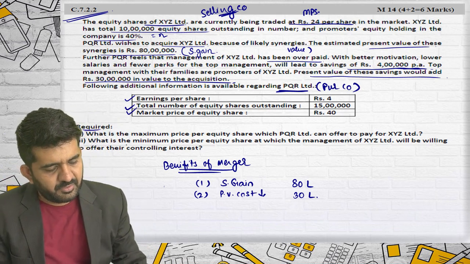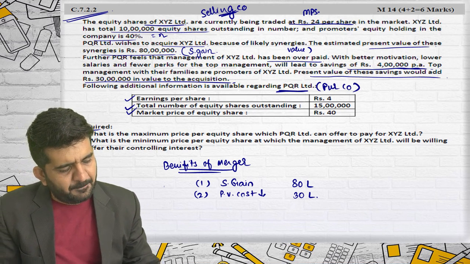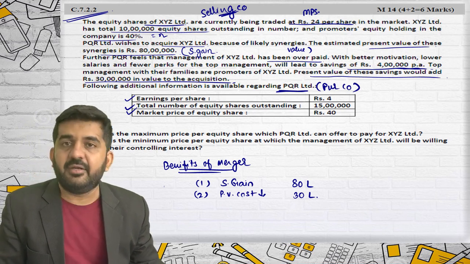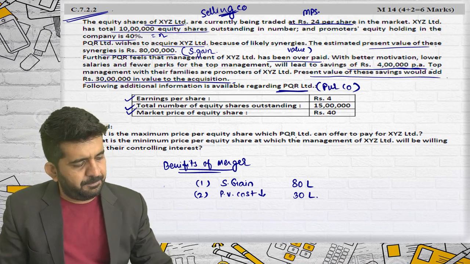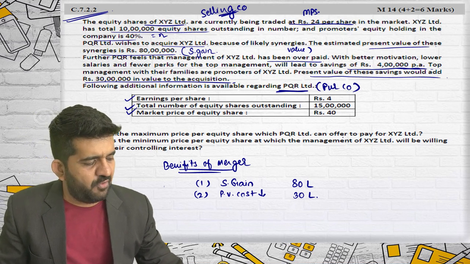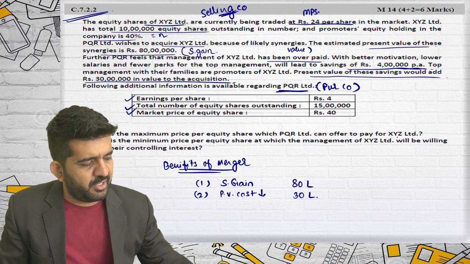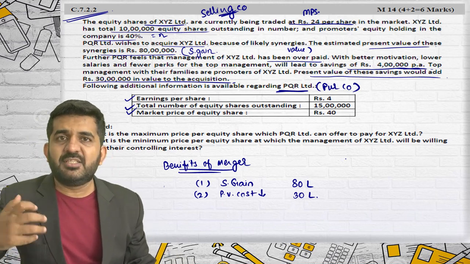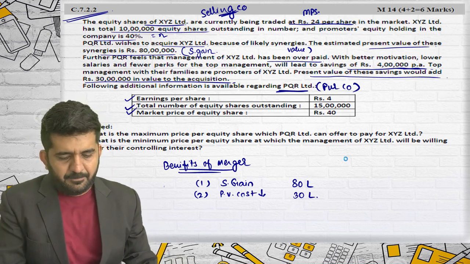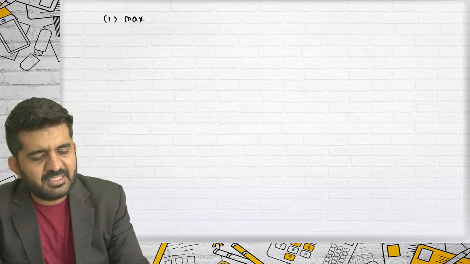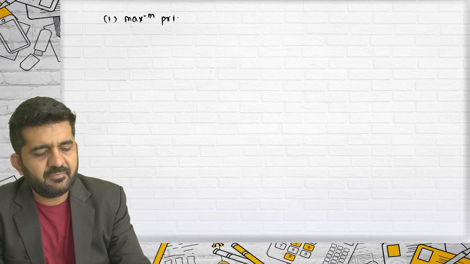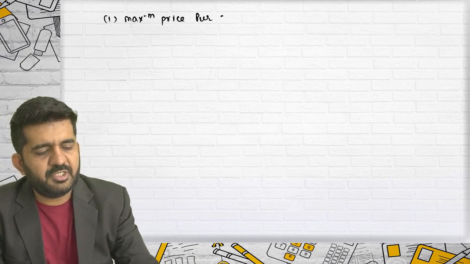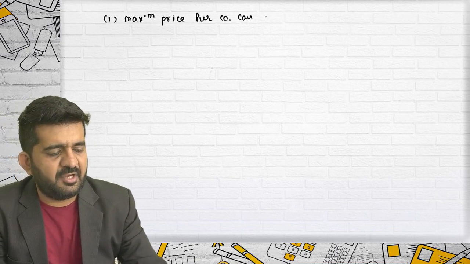Required. What is the maximum price per equity share which PQR Limited can offer to pay for XYZ Limited? What is the maximum price purchasing company can offer? Maximum price purchasing company can offer.